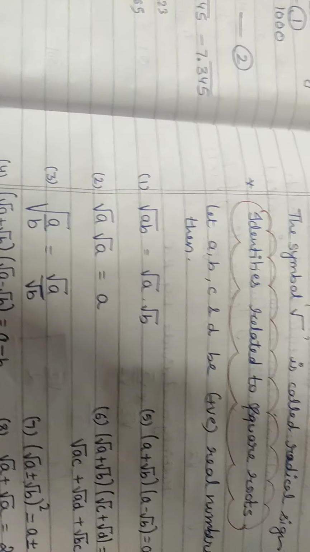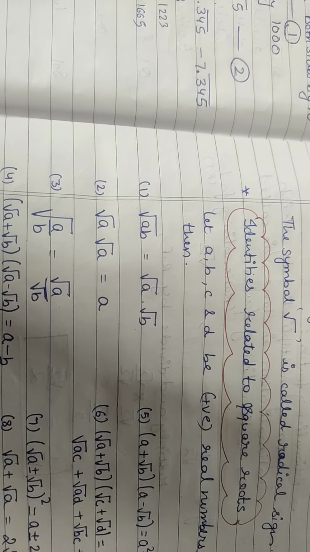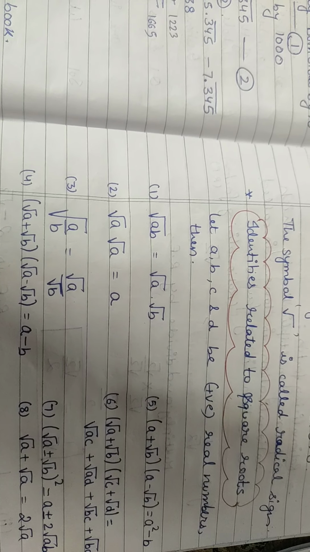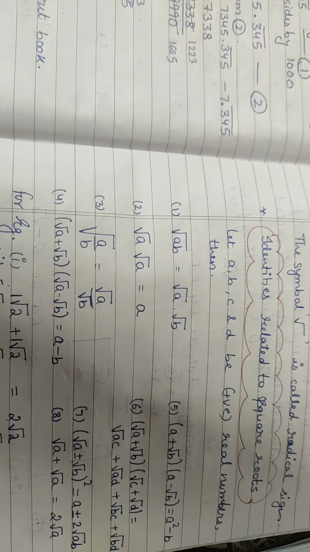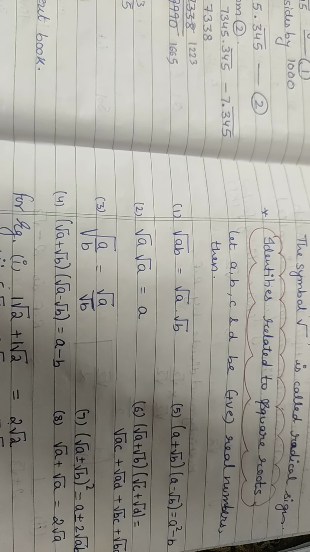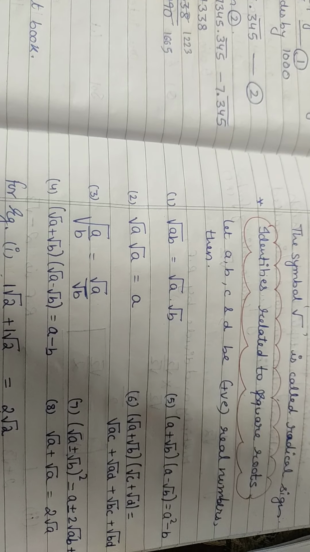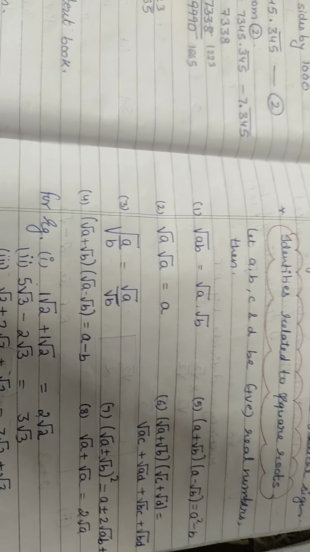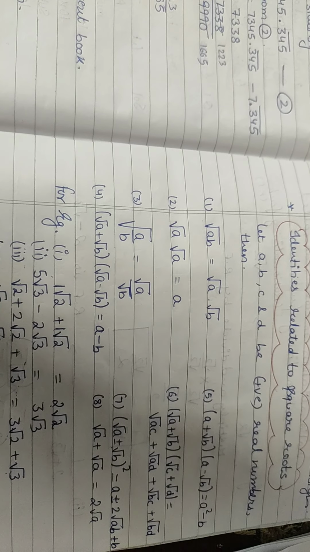Now we are going to discuss some identities based on square root. Let a, b, c and d be positive real numbers. Then under root a into b is equal to root a into root b, means we can distribute this root. Second, under root a into under root a is equal to a, means if we are multiplying the same root numbers, then we get the number itself. Third, under root a by b is equal to root a divided by root b.